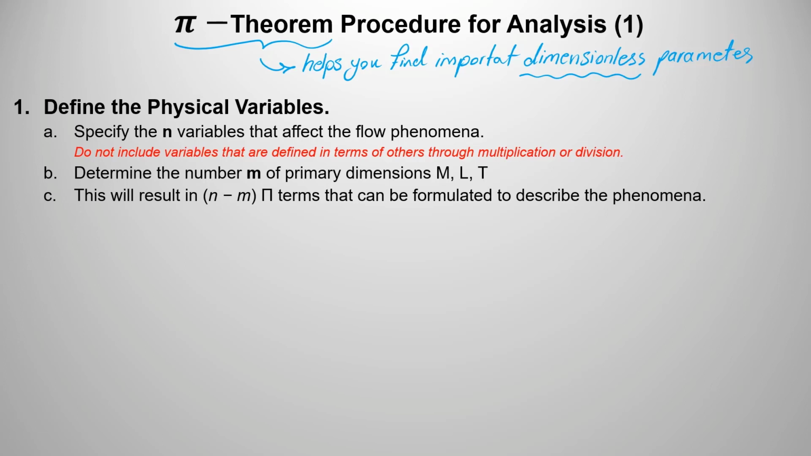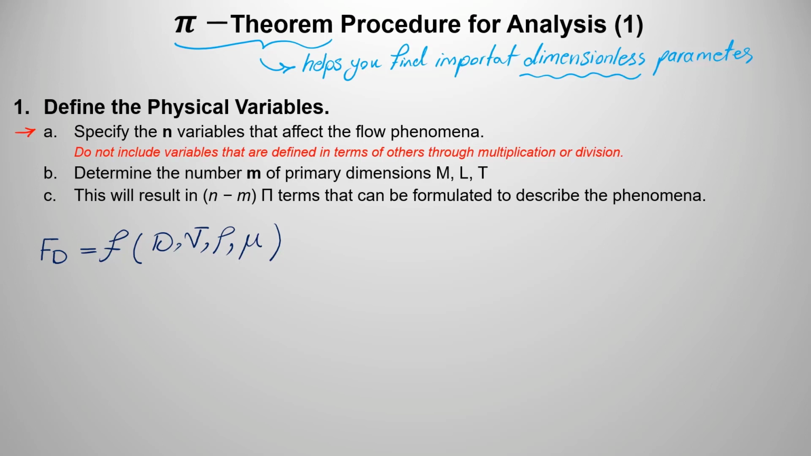So number one, or step number one, has 3 sub-steps, A, B, C. First of all, define the physical variables. So we need to specify the n variables that affect the flow phenomena. So we already know that, we already wrote the function, and we know that Fd, drag force, is a function of diameter, velocity, density, and dynamic viscosity. So this is based on your engineering judgment, right? So point A says specify the n variables that affect the flow phenomena.